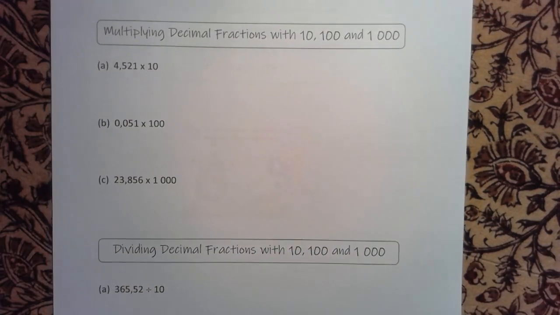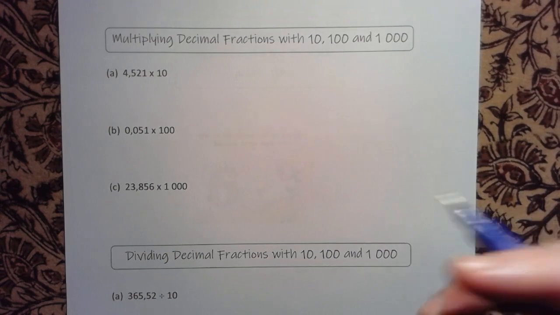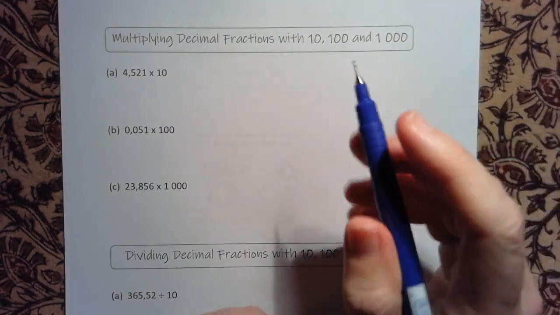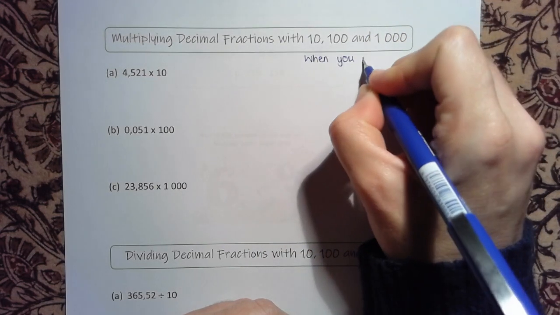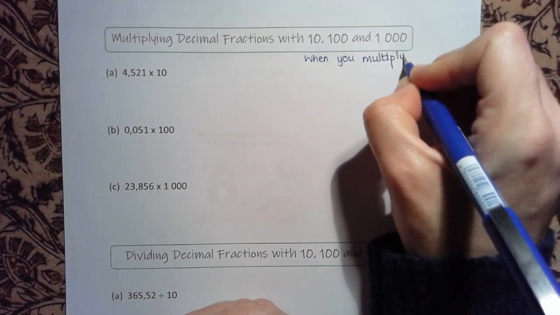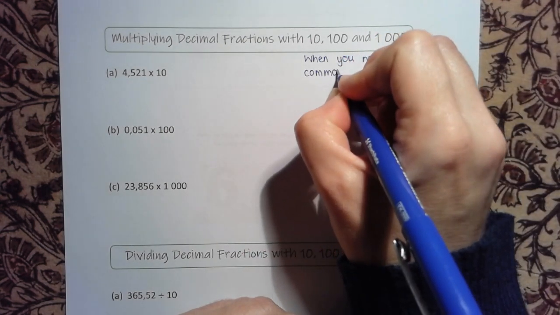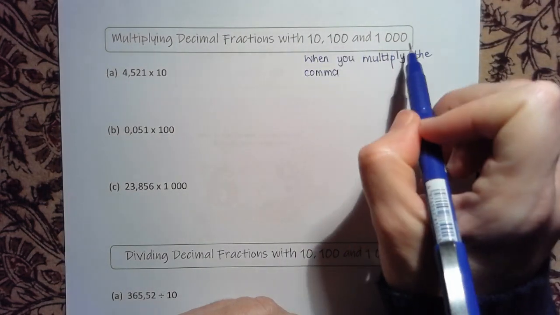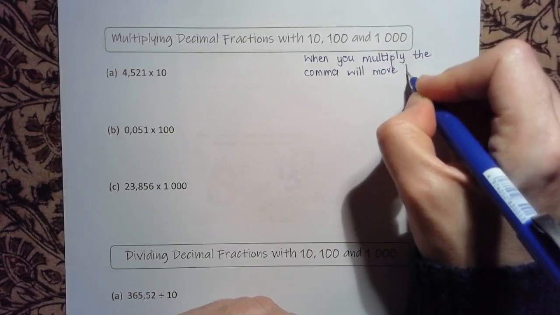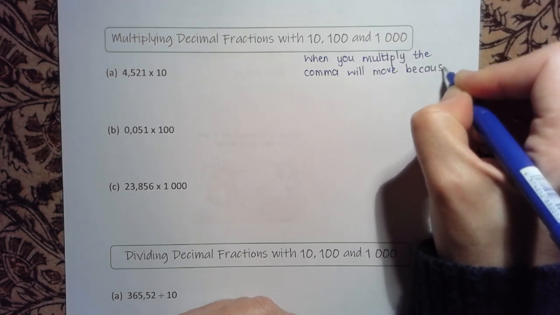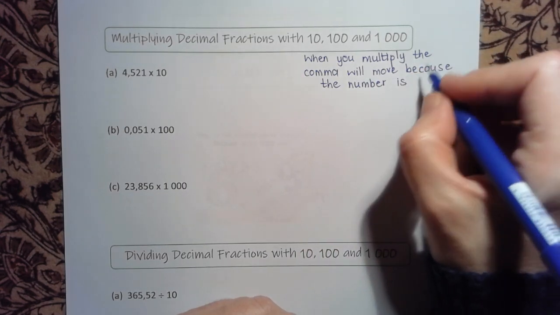Right, then the last section, multiplying and dividing decimal fractions with 10, 100, or 1,000. Right, so what is important here is to remember that when you multiply, the comma, so you multiply by 10, 100, 1,000, okay? The comma will move, okay? Because the number is getting bigger.